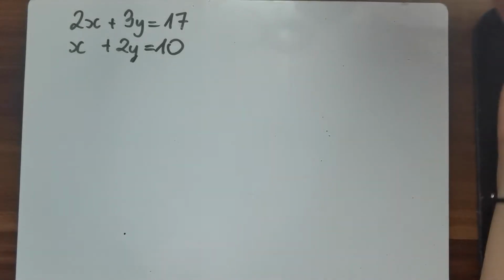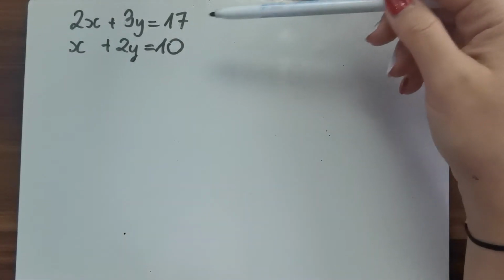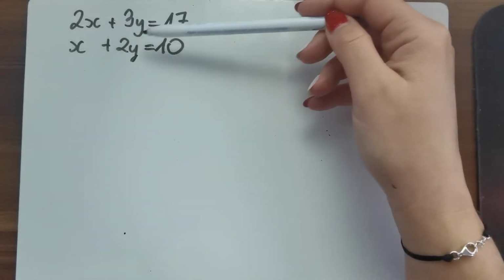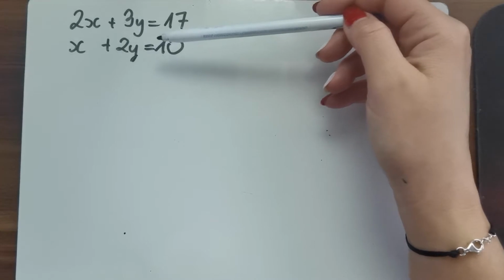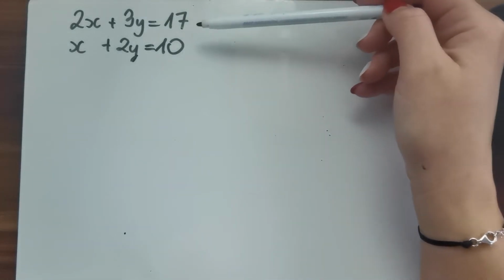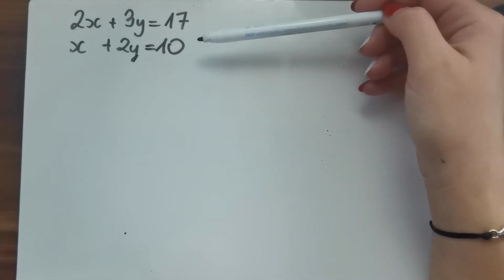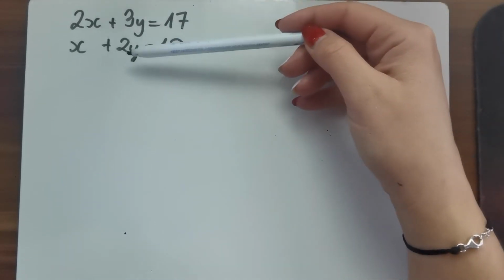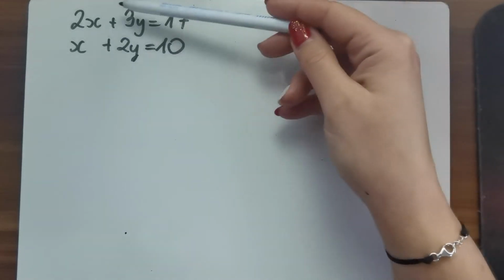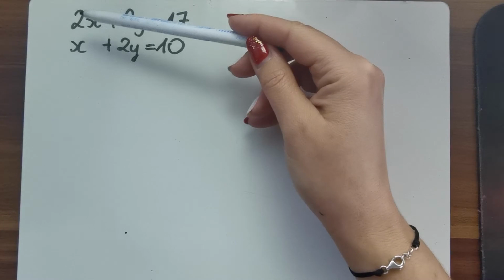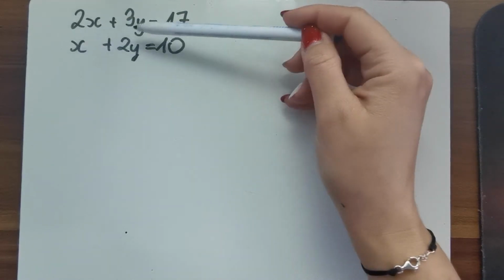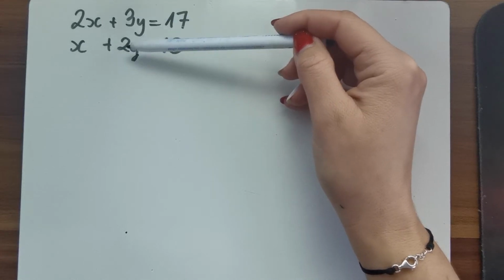In this video, I would like to focus on solving simultaneous equations by elimination, but in situations when we do not have the same coefficients. So we will have to do something to one equation or both equations to get the same coefficient to be able to eliminate the second variable. So in this case, we have coefficient of x is 2, coefficient of x is equal to 1. Here with y, we have 3 and 2.